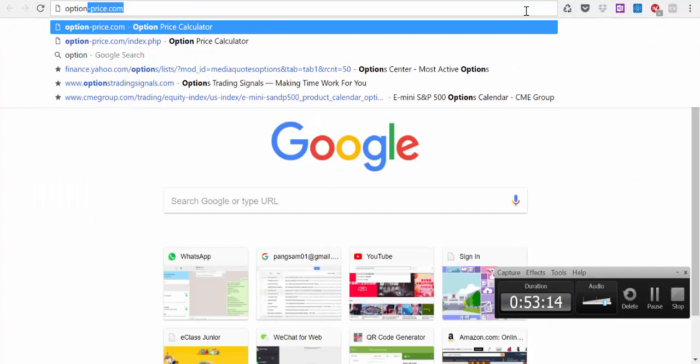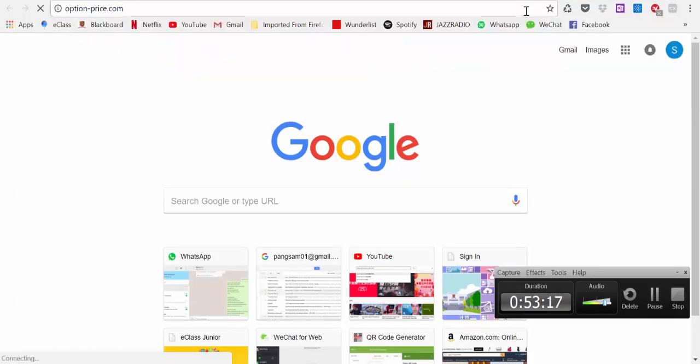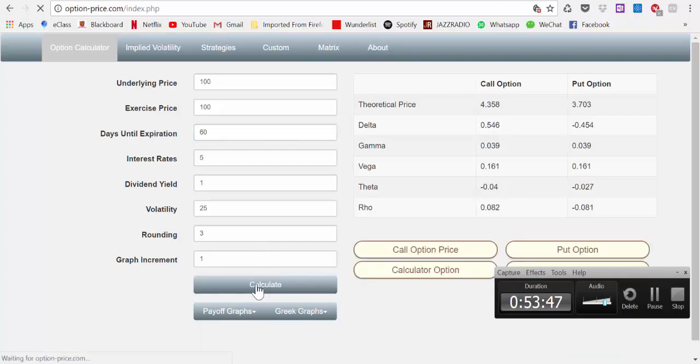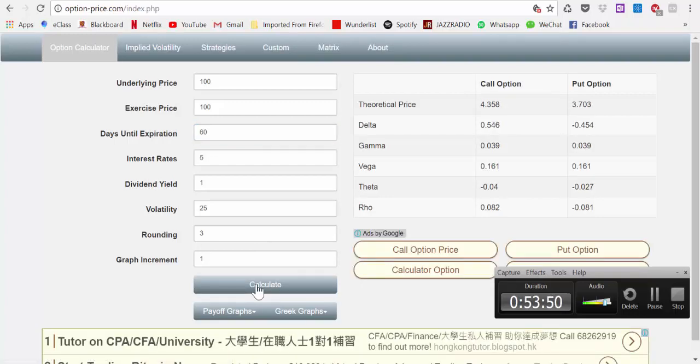Although, I mean, it's a way to verify, but this doesn't help you understand. So you can play around with this. For example, this is a 30-day option, and you can see that the Vega is 0.114. Can you see that? Now, if you simply change this 30-day to 60-day, and I change nothing else, okay, the Vega will go up to 0.161. Okay, so longer term options are actually more sensitive to change in volatility.